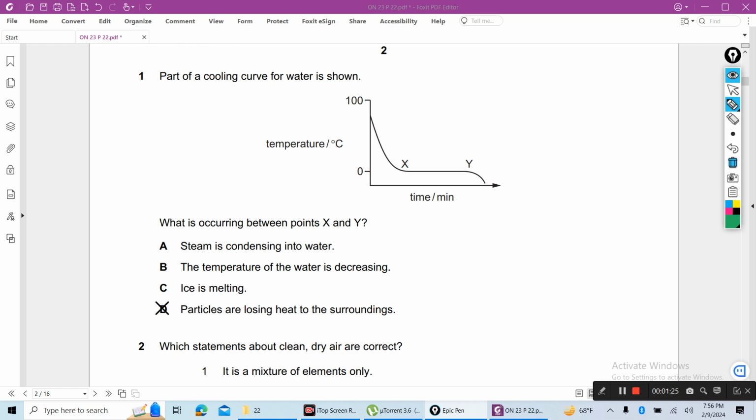The question is asking what is occurring between point X and Y. Here liquid water goes to solid ice. When liquid goes to solid, it loses energy. So the answer will be D: particles are losing heat to the surroundings, because when liquid water molecules become closer, it forms solid ice.